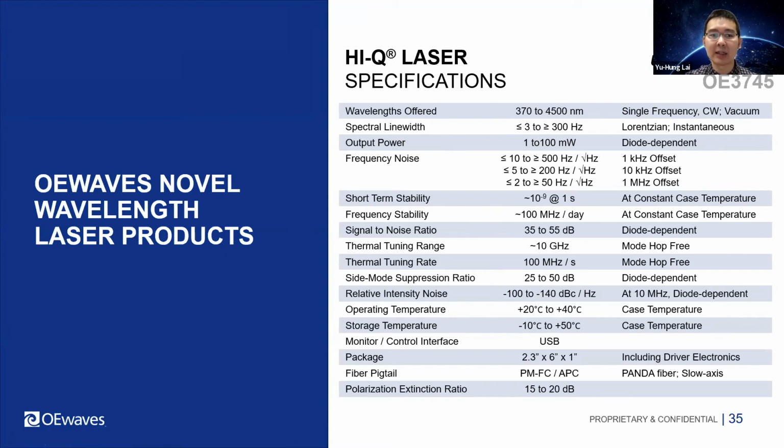We also provide a service to help select the laser diode and see whether we can customize the overall system. And if you agree with the final selection, then we can proceed with the customized module from that point. And here we can see the short-term stability is around 10 to the minus 9 at 1 second, and we can do better than that.